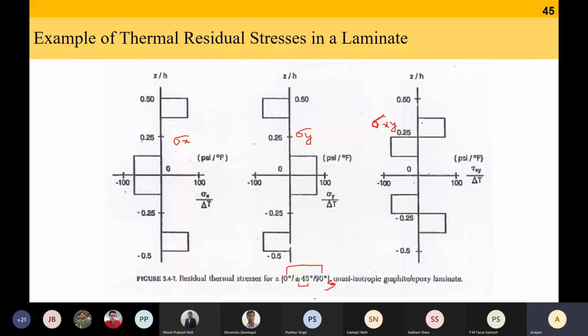Okay, so this brings me to an end of the thermal topic, how to deal with temperature effects within the framework of the classical lamination theory. Is there any question? Can I move forward? Okay, if there are no questions, let me move forward.